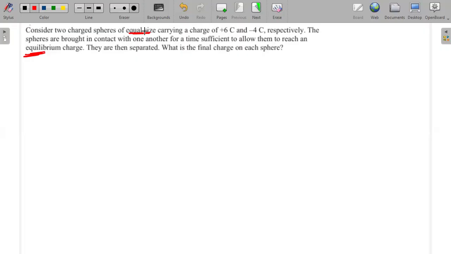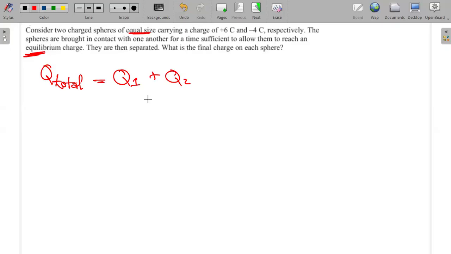So which principle are we going to use? We're going to apply the conservation of charge, which means the total charge before contact should be equal to the total charge after contact. So I can write Q total should be equal to the charge 1 plus the charge 2.